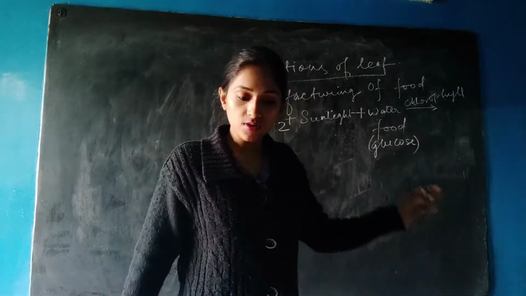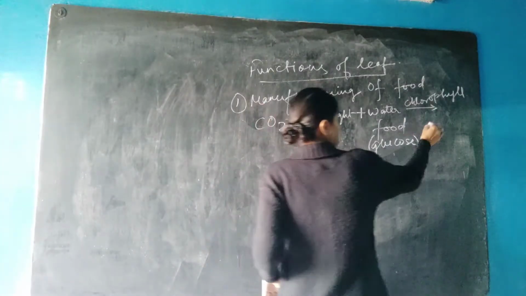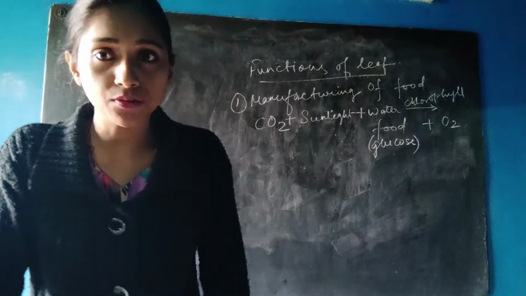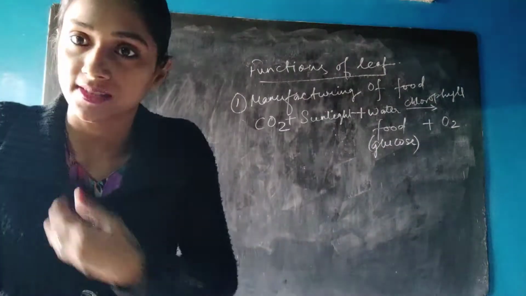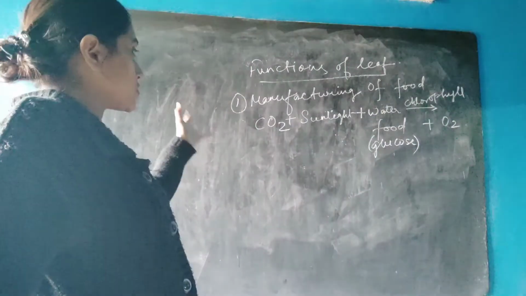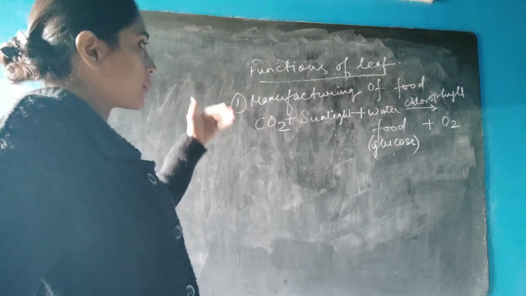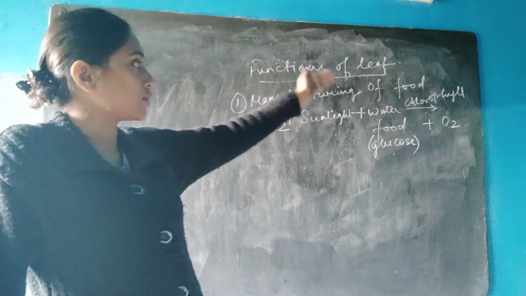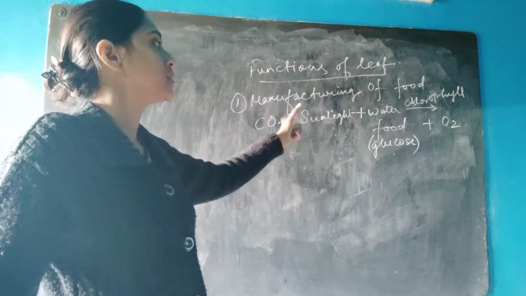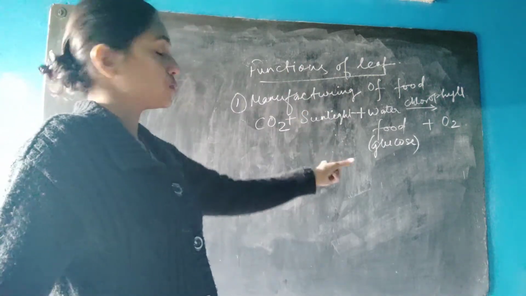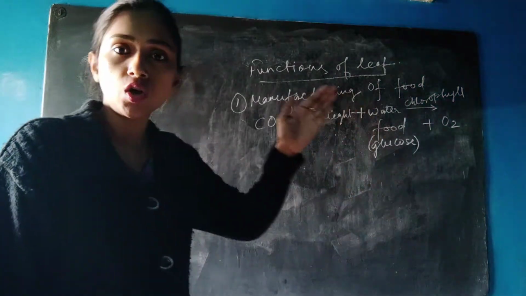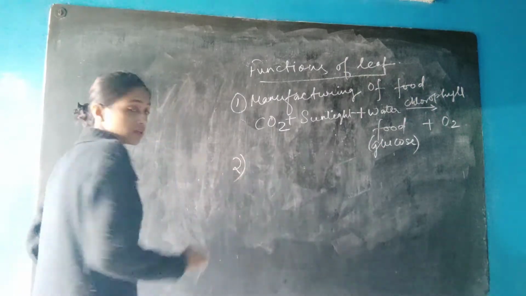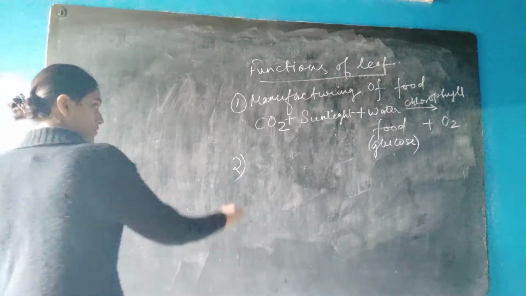Apart from glucose, another thing is formed, that is oxygen, which is taken up by the living world because it is a respiratory gas. So this is the process of photosynthesis, by which they prepare food. What are they going to take? CO2, sunlight, water, and in presence of chlorophyll they make the glucose or the food along with oxygen. So this is point number 1, functions of leaf. Point number 2 is gaseous exchange.